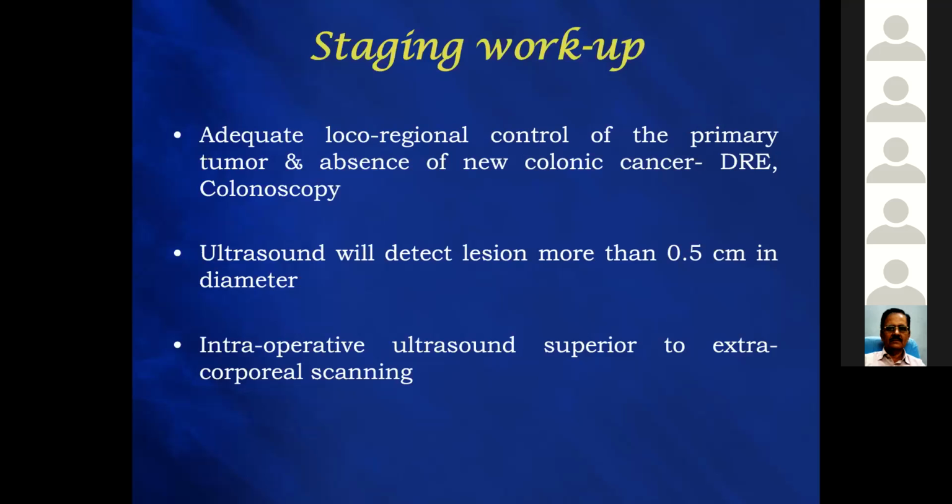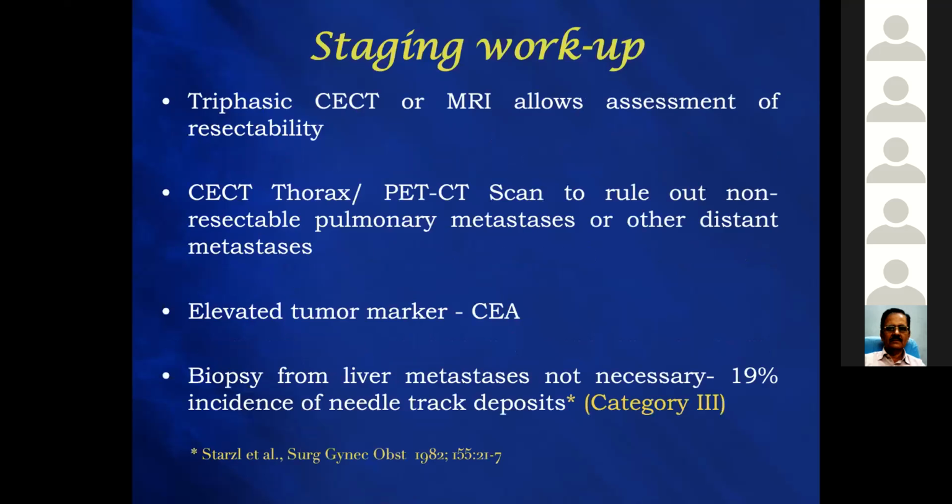Staging workup. Adequate locoregional control of the primary tumor also should be considered, and absence of any synchronous or metachronous colonic cancer must also be looked into before you consider only liver metastasis resection. Ultrasound will detect lesions more than 0.5 centimeters in diameter. Anything smaller than that cannot be detected. Intraoperative ultrasound may be a superior option to extracorporeal scanning in this condition.